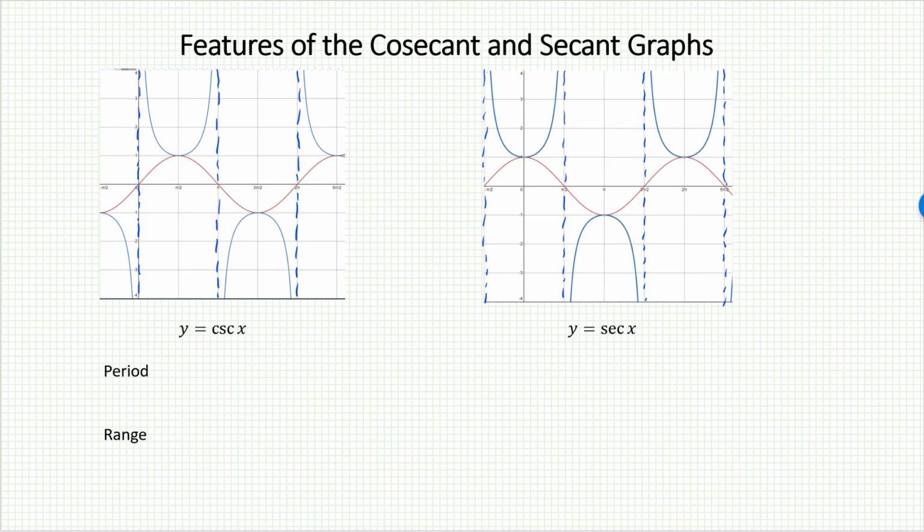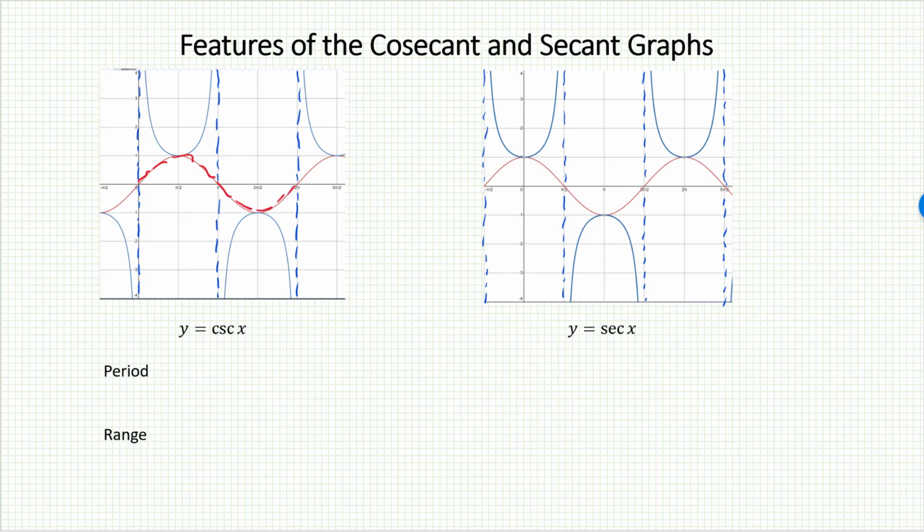Features of the cosecant and secant graphs. Now that we have our basic shapes, let's look at some of the details. How about the period of these two functions? Well, it's pretty simple. In each case, the period simply matches that of the corresponding reciprocal function.